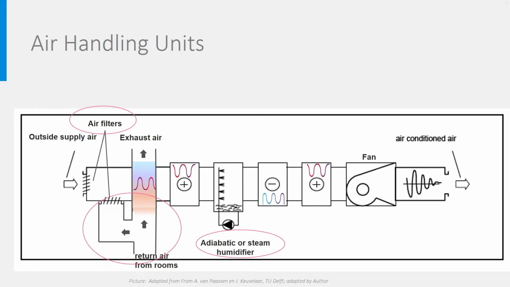Then comes a cooling system indicated by a minus. The cold is provided through a heat exchanger by one of the cooling systems described in the course Energy Supply for Buildings, a chiller or geothermal cold. And you see a second heater here after the cooler. And finally there is a fan pushing the conditioned air to the rooms.